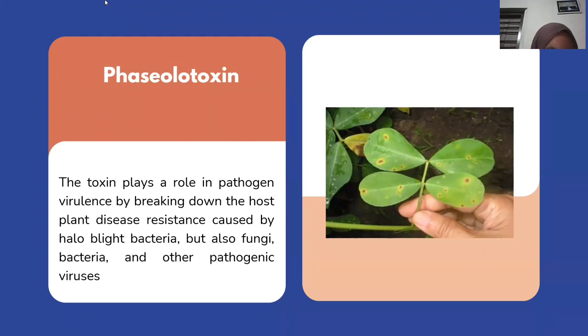Bacillotoxin. The toxin plays a role in pathogen virulence by breaking down the host plant's disease resistance, caused not only by bacteria but also by fungi, bacteria, and other pathogenic viruses.